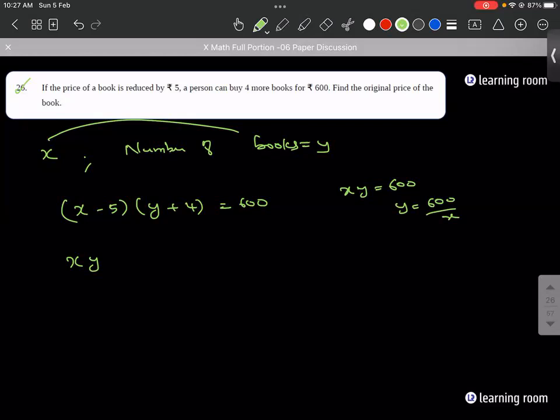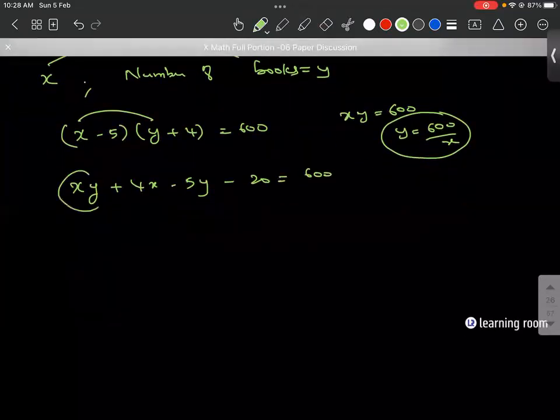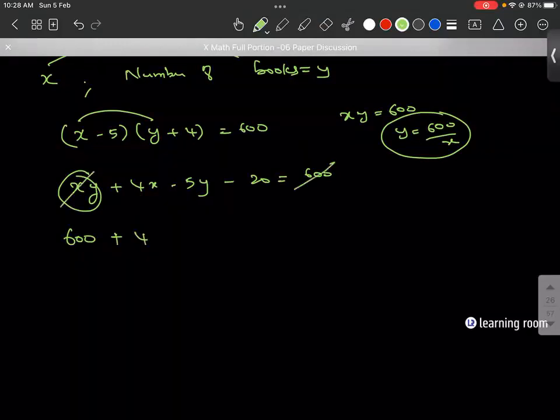So this is a problem based on quadratic equation. Okay, we'll cancel XY from this. So XY plus 4X minus 5Y minus 20 is equal to 600. We can cancel XY and 600. Okay, this and this are gone. 4X minus 5Y minus 20 is equal to 0.